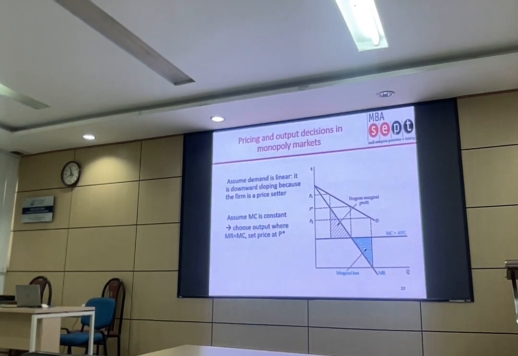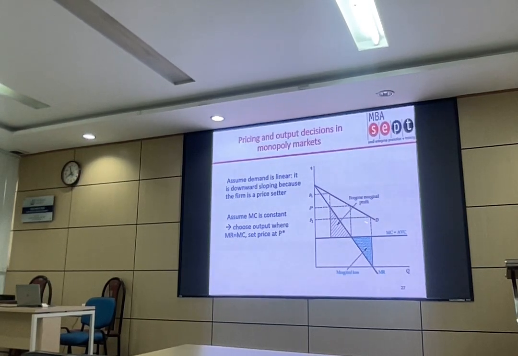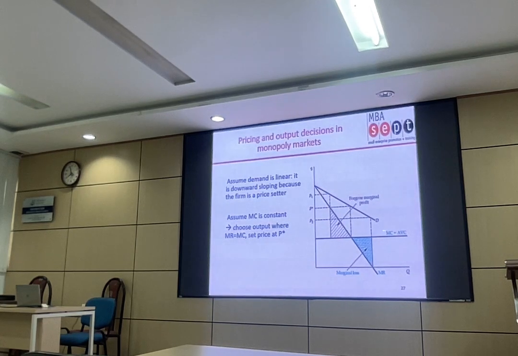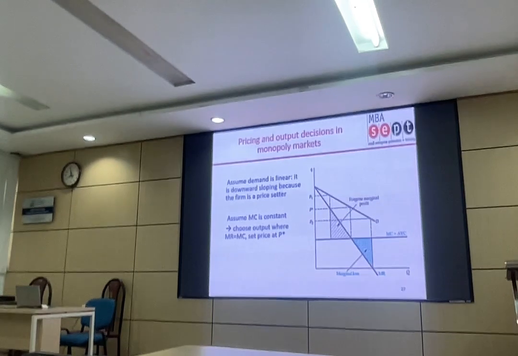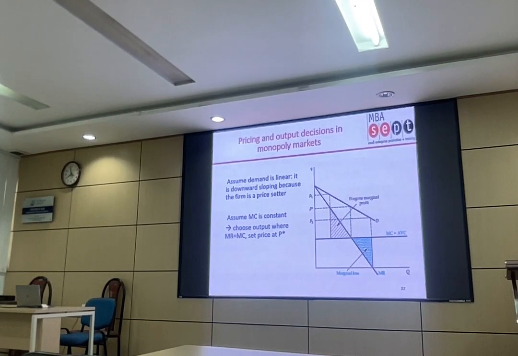This is how we visualize the behavior of firms in pricing and output decisions. We assume that demand is linear, downward sloping from left to right, and the firm is the price setter. We assume the marginal cost is constant. As in the competitive market, the firm will choose the quantity at the point where marginal cost equals marginal revenue.